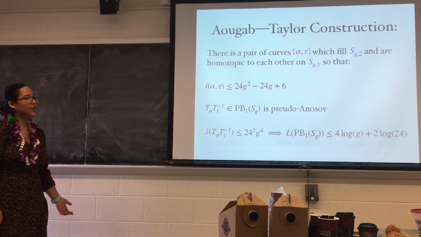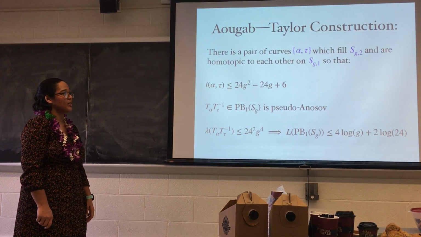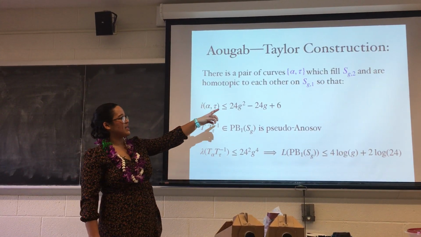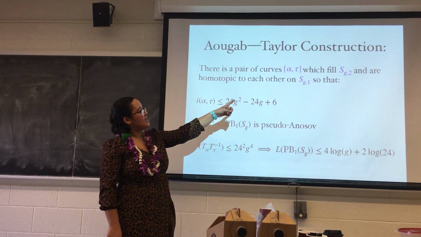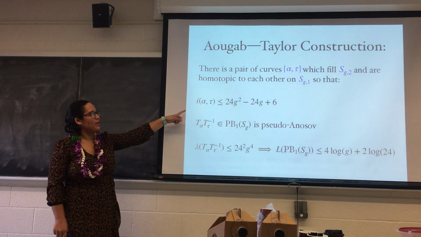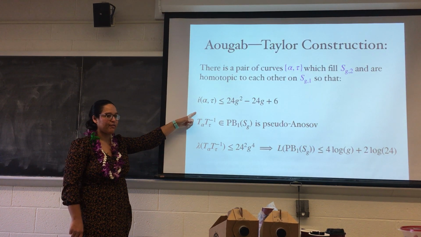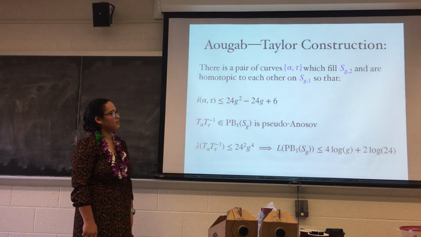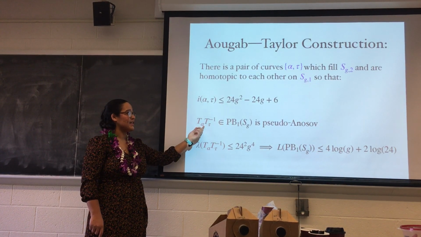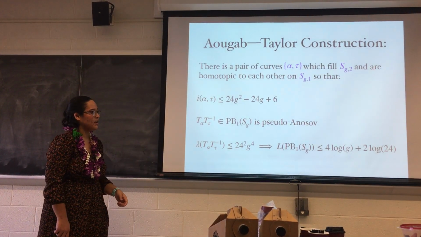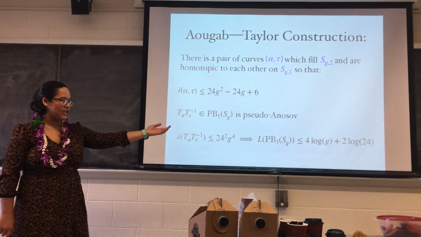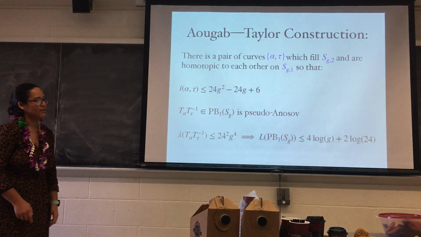So they say that we have a pair of curves, alpha and tau, which fill our twice-punctured surface, and which are homotopic to each other on our surface with a single puncture. Or what I'm really going to think about most of the time is that we have this on a surface with a single boundary component. And we have, one, a really nice bound on the intersection number of alpha and tau. It's quadratic in the genus. We have, of course, already from Thurston's construction that this is pseudo-Anosov, but we also have that this is actually a pure braid, which is important. And then, of course, this is just taking the log. This gives us their bound on the least dilatation.